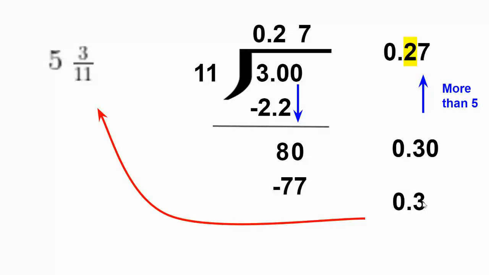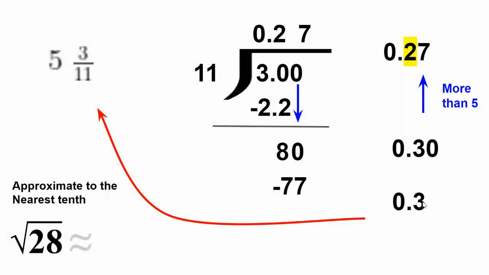So remember, this is really our answer, right? That when we put this together, approximate that square root, which is what? Square root of 28 to the nearest tenth, it's 5.3, right? And that's all it is.